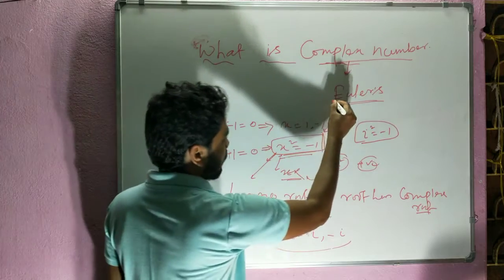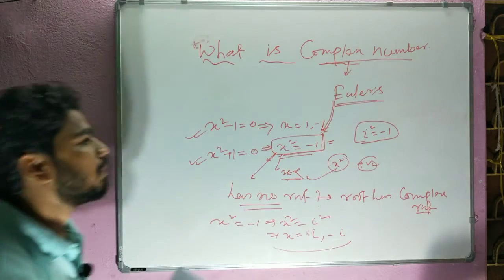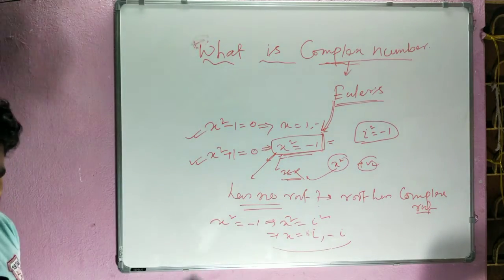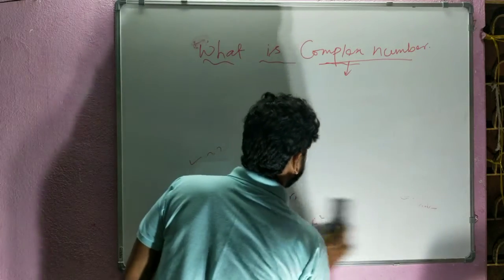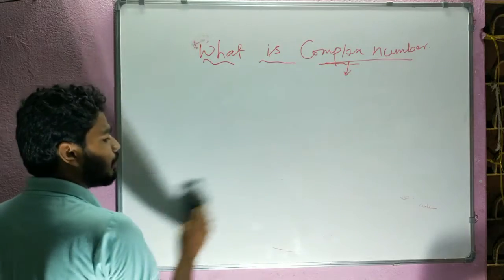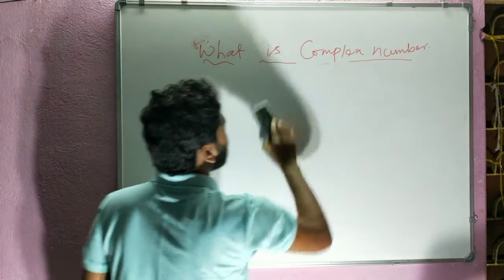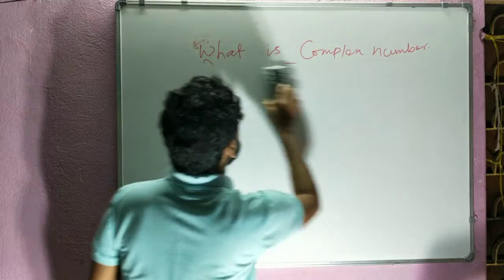This was given by the mathematician Euler. We will discuss the form of a complex number, modulus, amplitude, and operations of complex numbers.